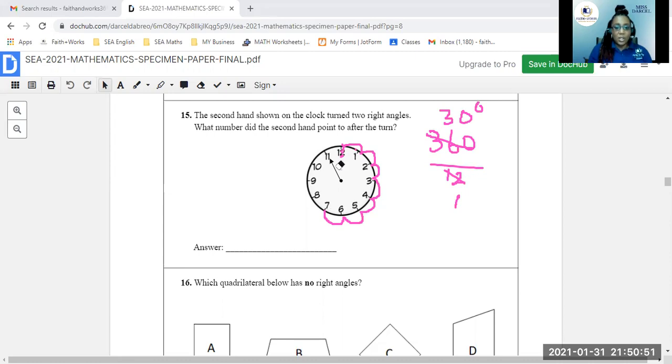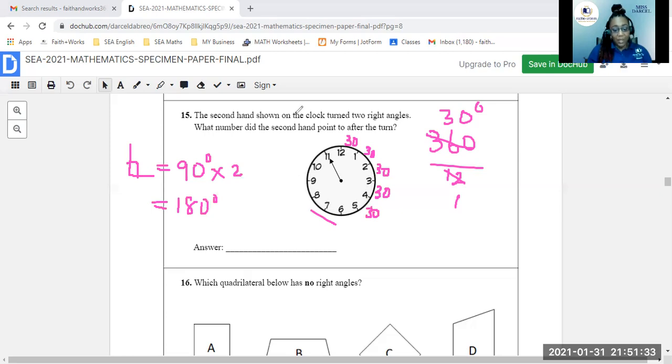So each basic hour represents 30 degrees. So from 12 to 1, that's 30 degrees. 30, and so on, all the way around the clock. So, two right angles. A right angle is 90 degrees. Two right angles, 90 multiplied by 2 is 180 degrees.